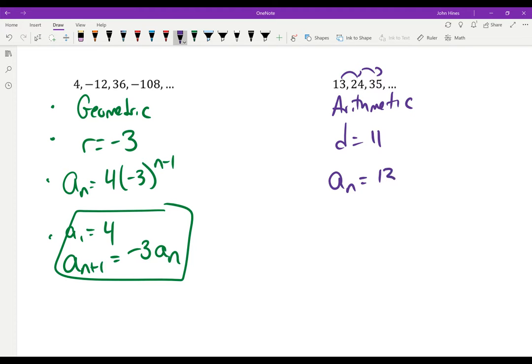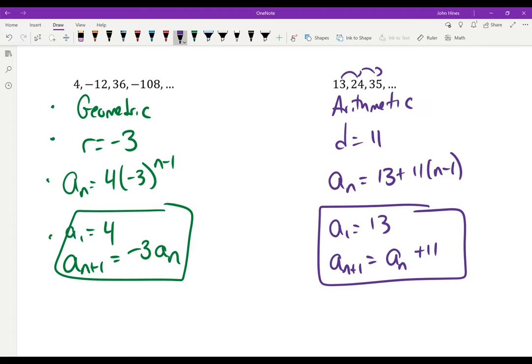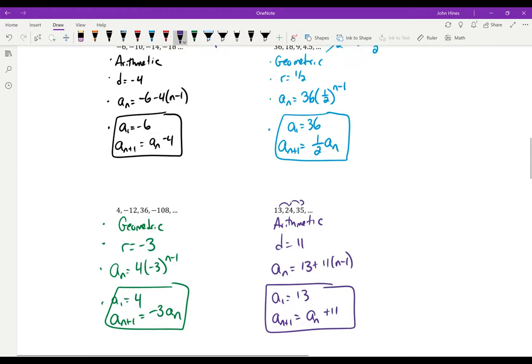So my explicit formula is 13 plus 11 times n minus 1, not 11 times n minus 1. And my recursive rule is start at 13, and to get to the nth plus 1 term, you take the nth term and add 11. Those two together make up the recursive rule.